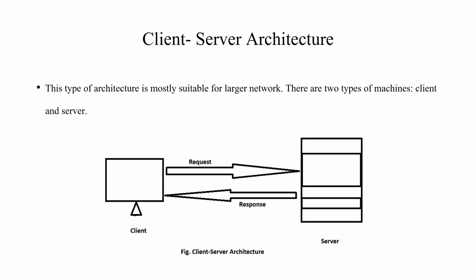Client-server architecture. This is the type of architecture mostly suitable for larger networks. In this architecture, we use two types of machine. First one is client and second one is server. So this is the client and this is the server. First the client sends the request to the server and then the server gives a response to the client. So these are the two devices, client and server. Client acts as a receiver and server acts as a sender.